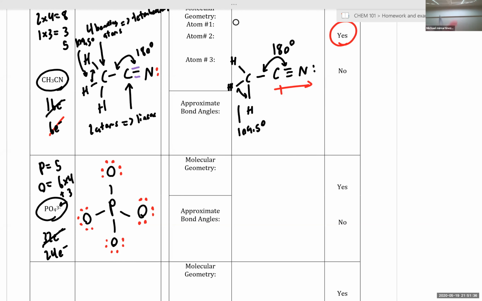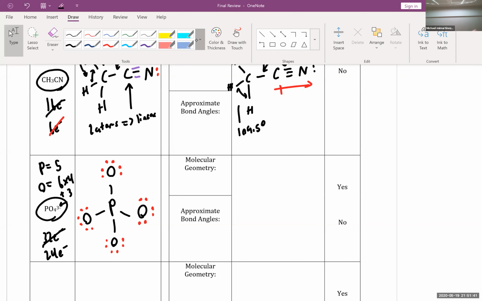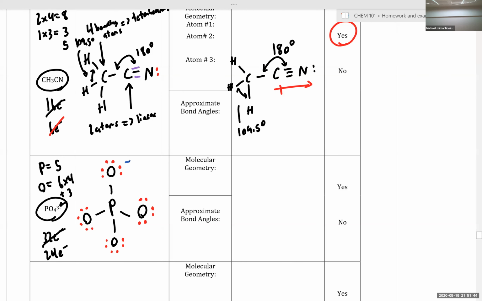Well, if we look at our formal charges, the oxygens' formal charges are each -1, and the phosphorus is +1. So to mitigate formal charges, we're going to kick one of our lone pairs down and form a double bond. So now this phosphorus has 4 bonding atoms, a tetrahedral molecular geometry, and 109.5 degree bond angles. The structure fulfills the octet rule, minimizes formal charges, everything's good.